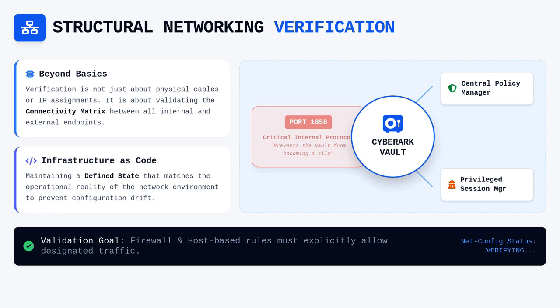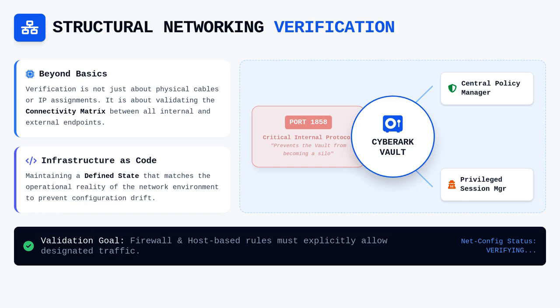Verifying the structural networking configuration is more than just checking that a cable is plugged into a switch or that an interface has an IP address. We must validate the connectivity matrix between all internal components and external endpoints to ensure that the vault can communicate with its satellites, such as the Central Policy Manager and Privileged Session Manager.